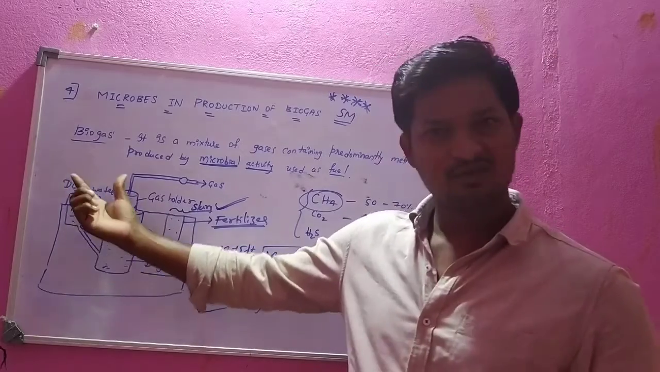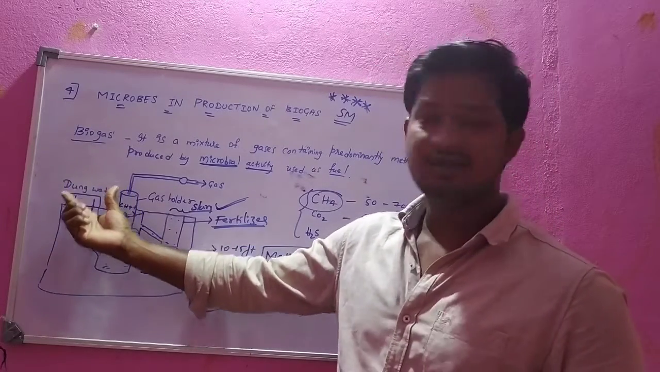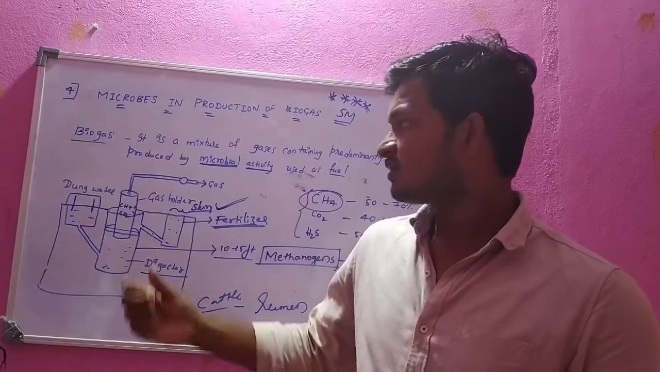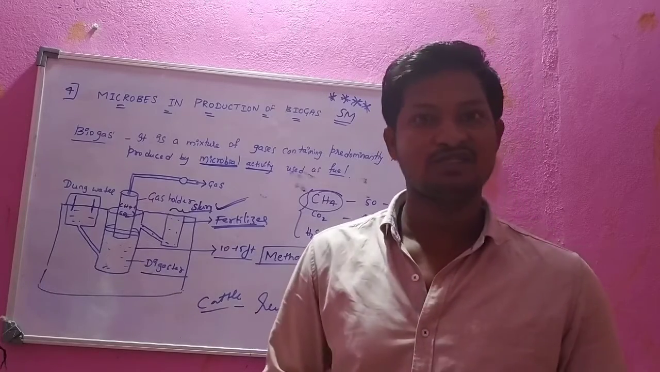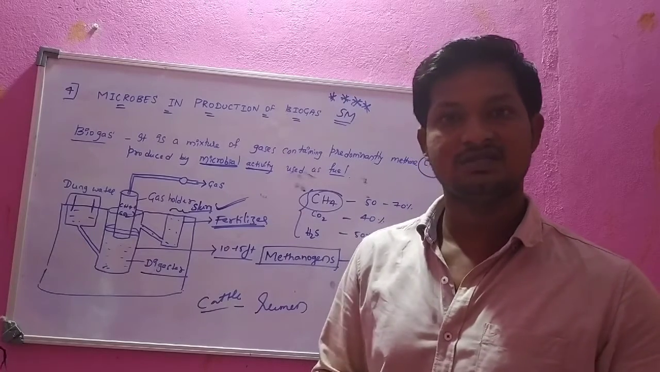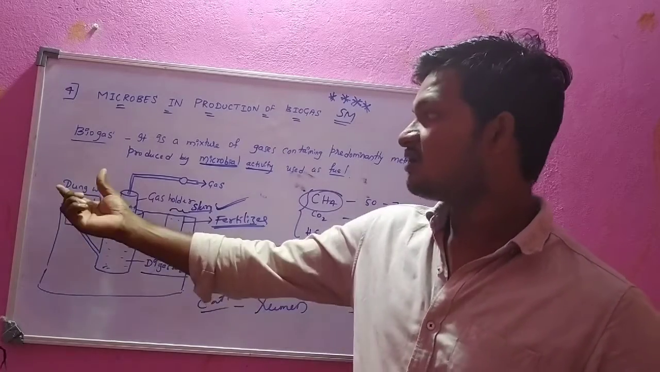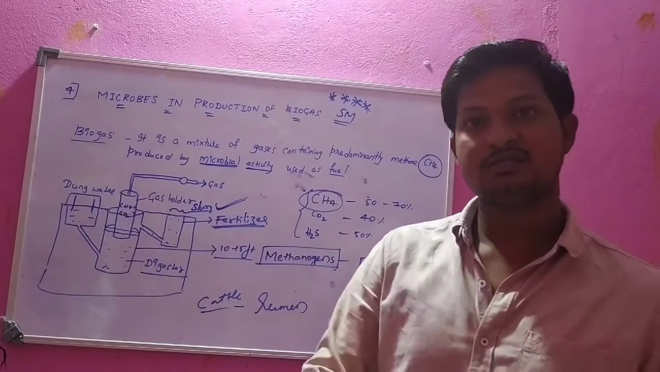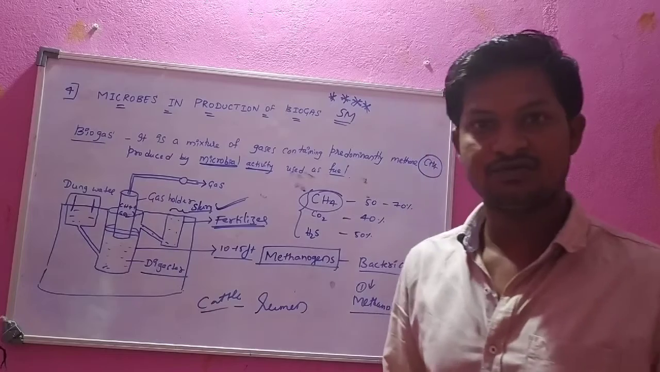Not only dung, but some bio wastes and organic wastes are also introduced, like home wastes, vegetable wastes, and plant wastes. All of that is introduced into this tank. Bio waste plus dung is introduced.